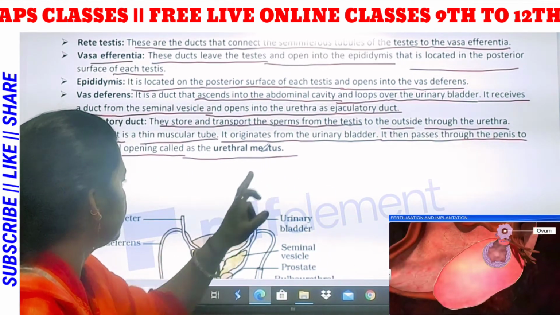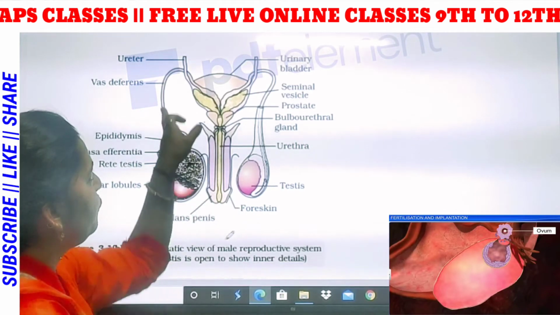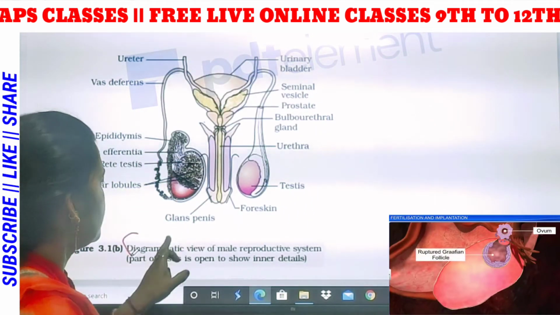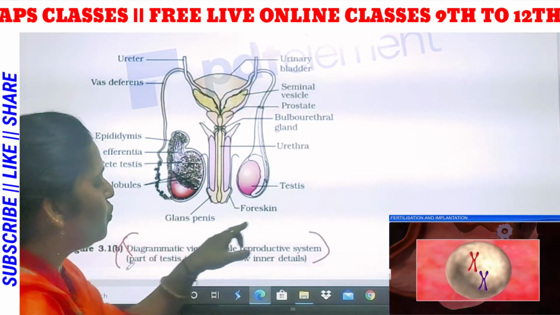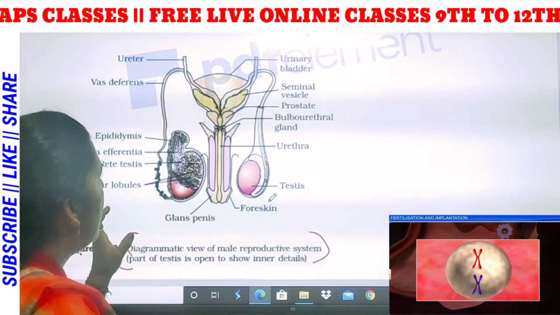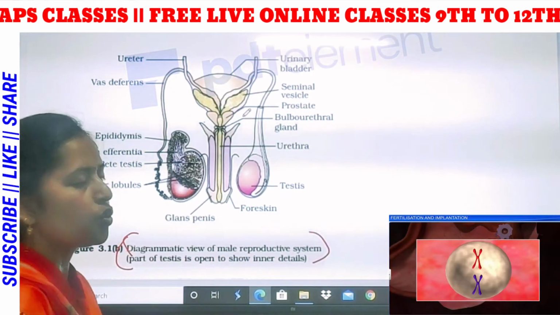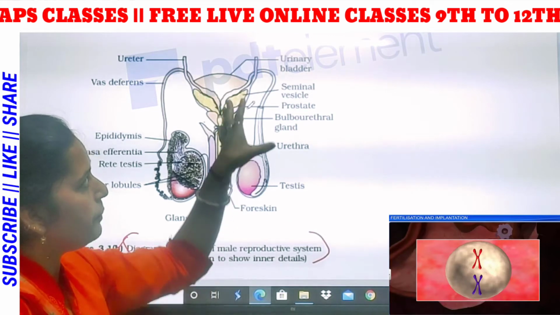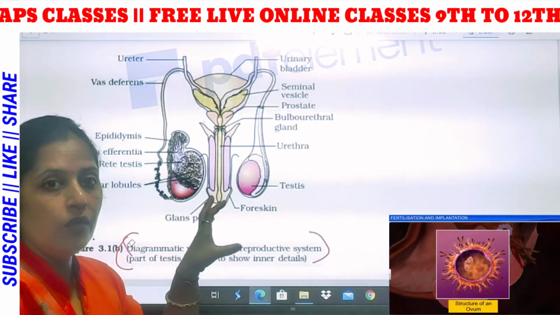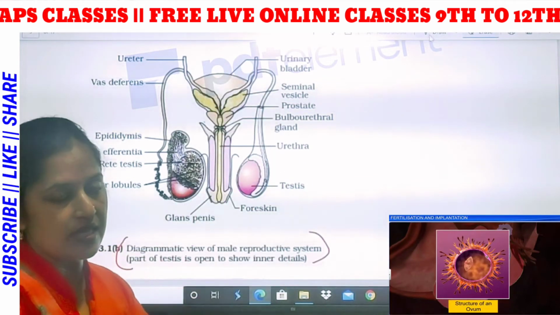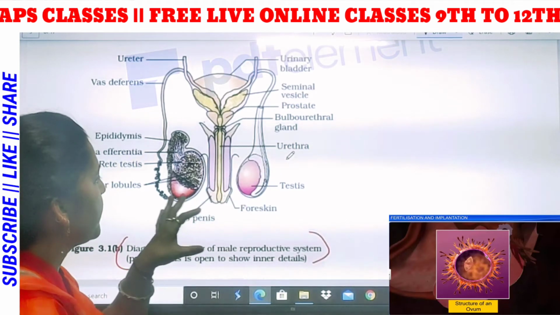External meatus. So this is the diagrammatic view of the male reproductive system. Part of the testis, to show the inner details. This is the male reproductive view in which we show the inner part of the testis. It shows the inner parts inside the testis.